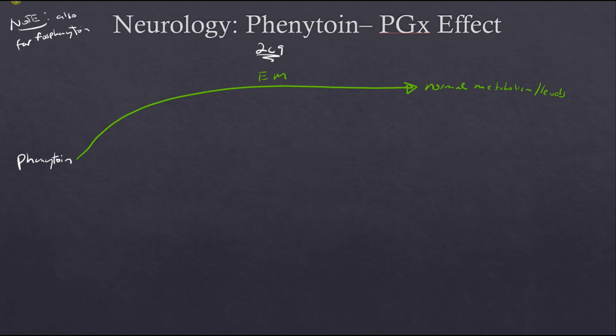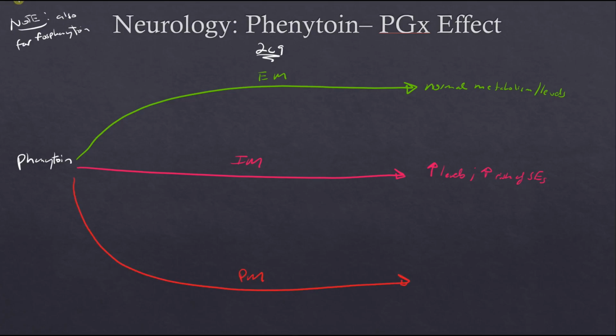If you're an intermediate metabolizer at 2C9, you have increased levels of phenytoin and an increased risk of side effects. So if you remember, if you go back to that pathway we looked at, phenytoin was really the predictor of whether or not you had dose-related adverse drug events. So that makes sense in this context. Finally, poor metabolizers take it one step further, where you have further increased levels and further increased risk of side effects.